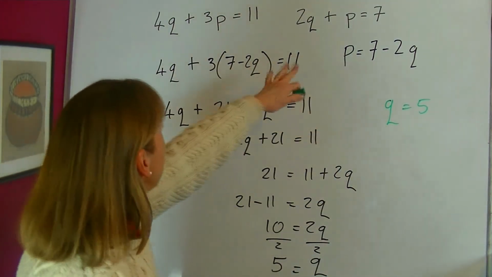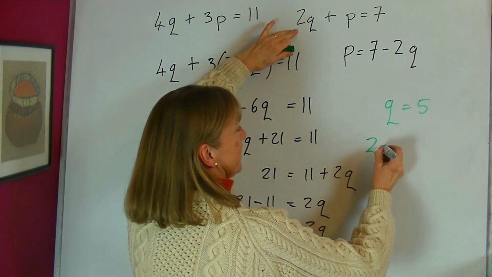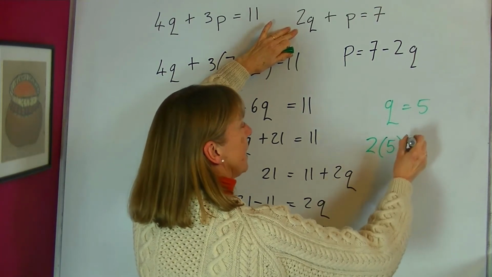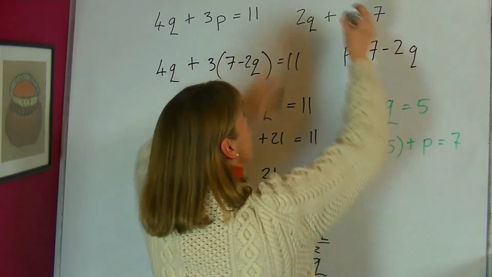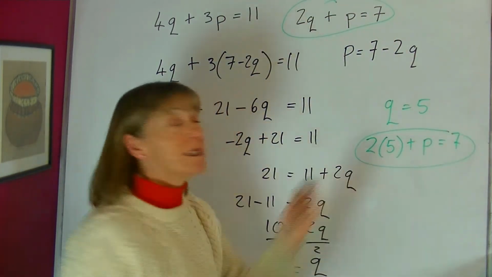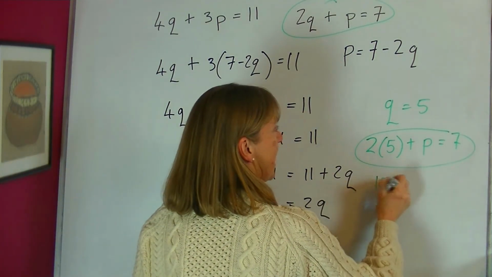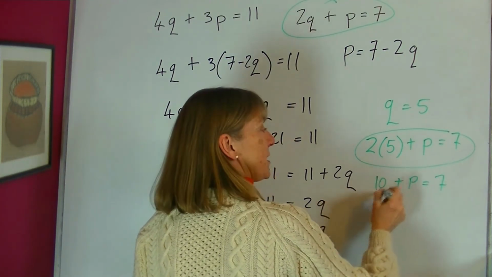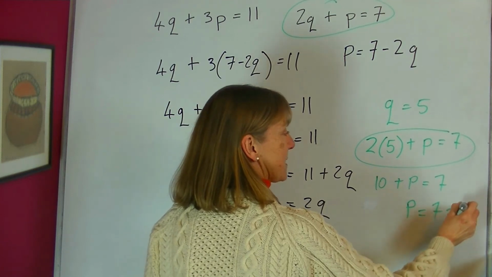Take either of those equations and substitute in that value. So here's this equation. Everywhere I see a Q, I put in a 5, plus P equals 7. So can you see I've rewritten that and I've substituted in the value of Q that I know. I'll multiply out those brackets. I've got 10 plus P equals 7. I've got to move this to the other side because we want P all on its own. It's going to be 7 minus 10.